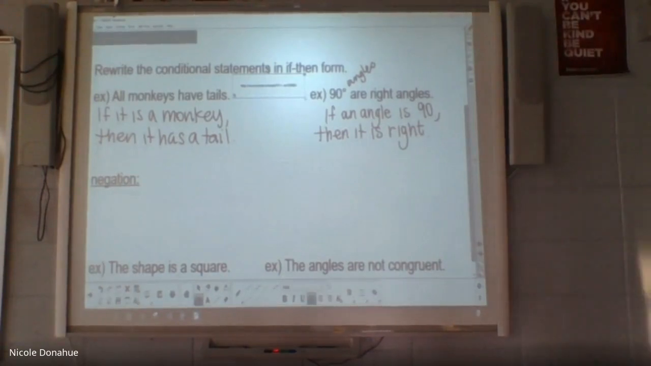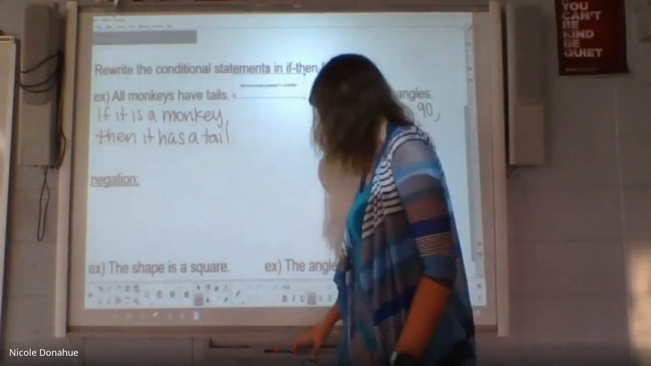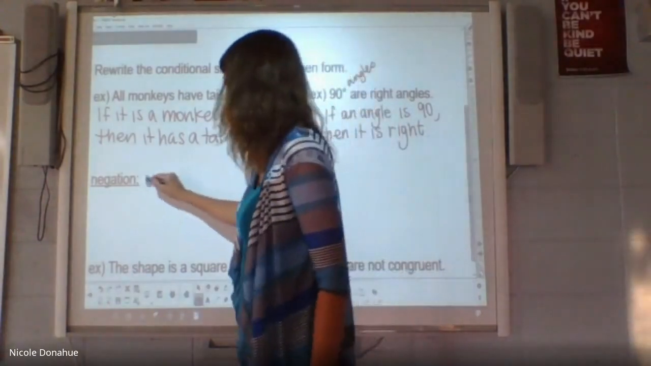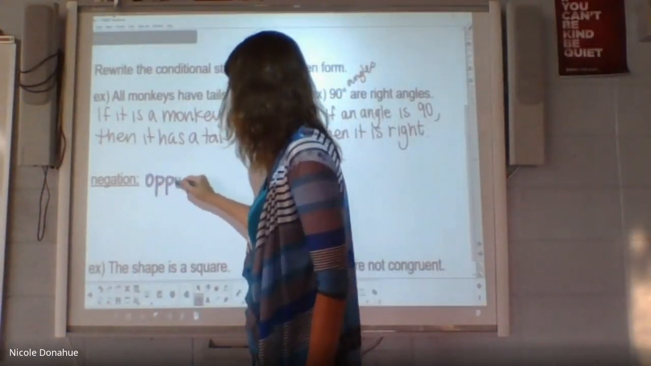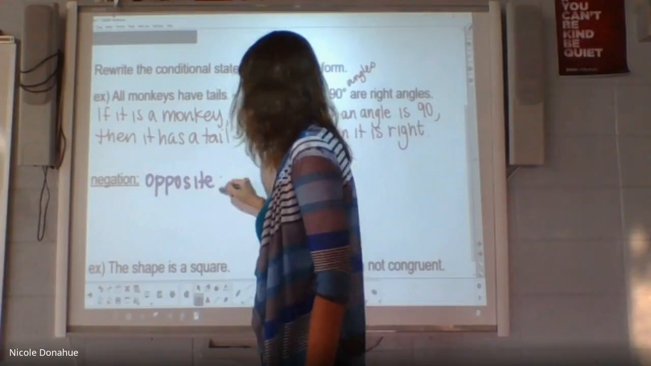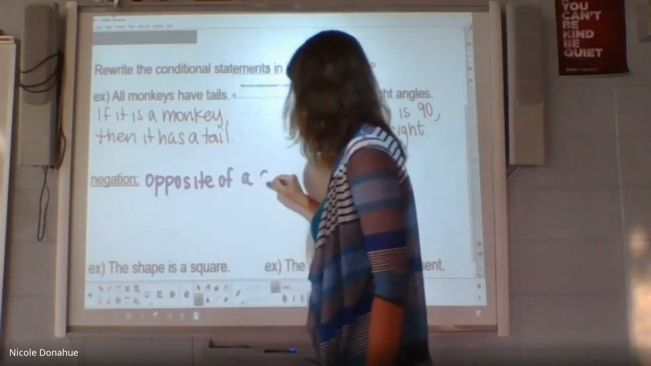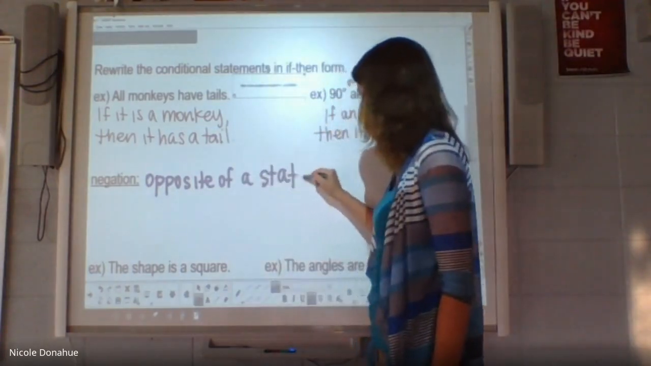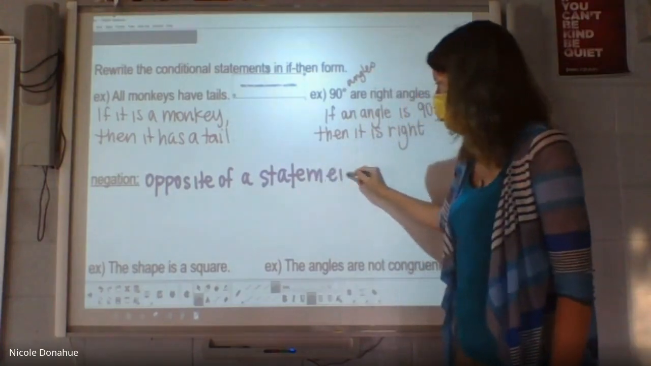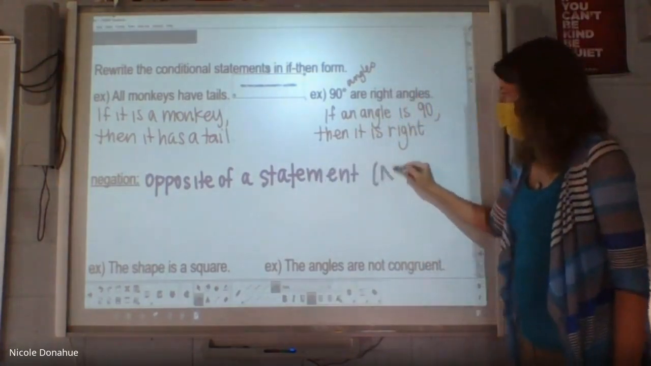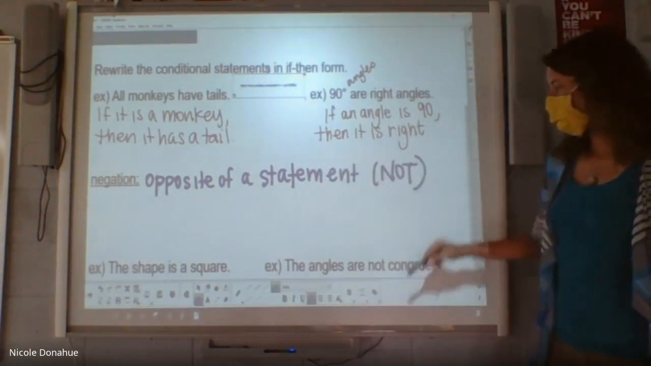So a negation is basically the opposite of a statement. Basically, you're adding the word not.